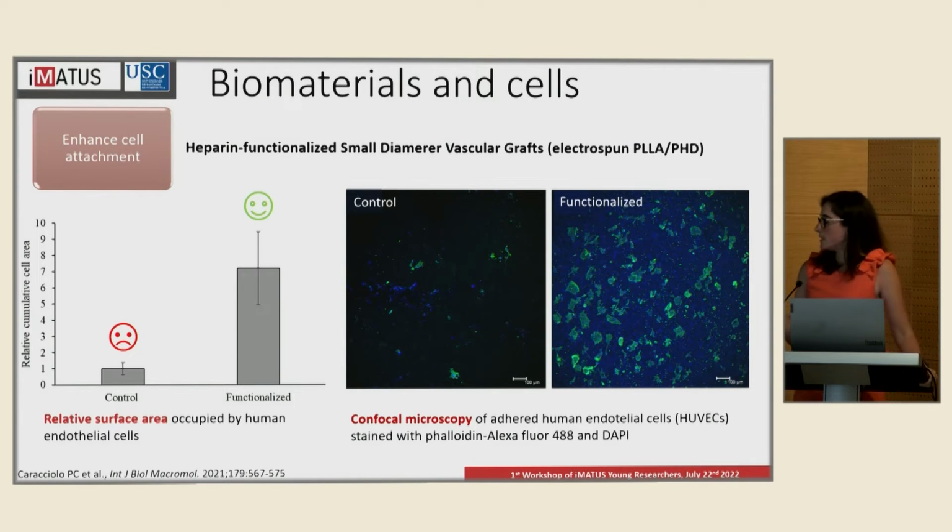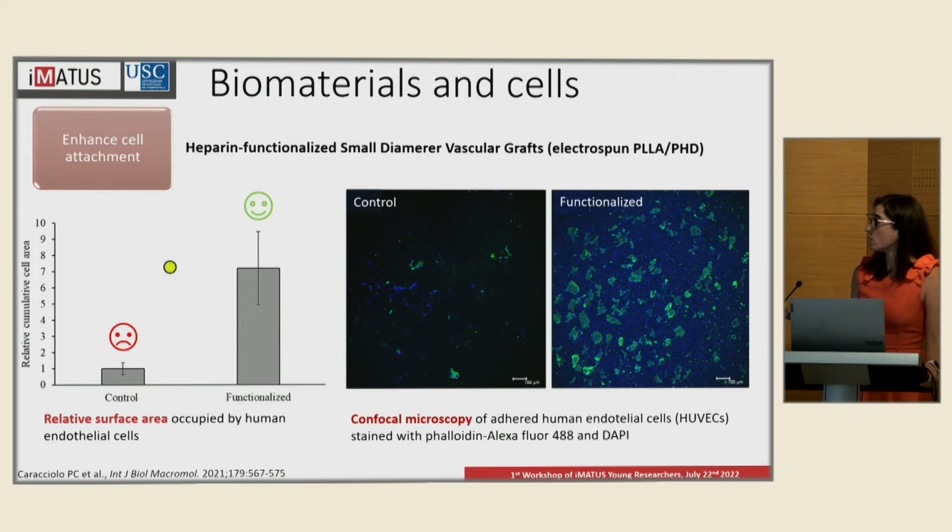So what we did is we worked with the plain biomaterial, which is PLA PHD, and we seeded the cells. What we saw once we seeded the cells is that there was no cell attachment at all. So what did we do to improve this? We included heparin, which is a molecule known to control endothelial cell homeostasis, on the surface of the scaffolds. And we saw indeed an enhancement in cell attachment.